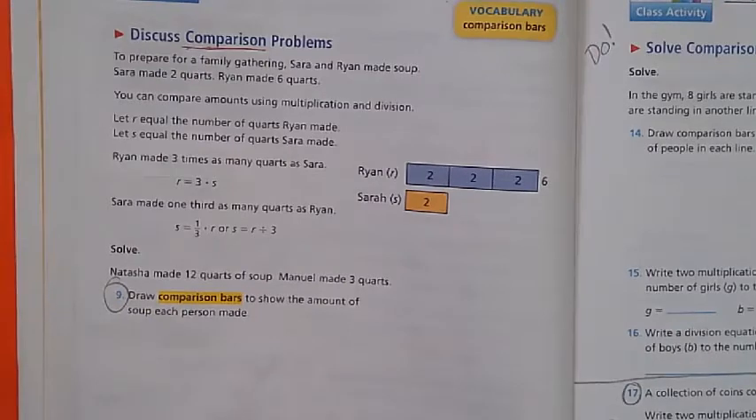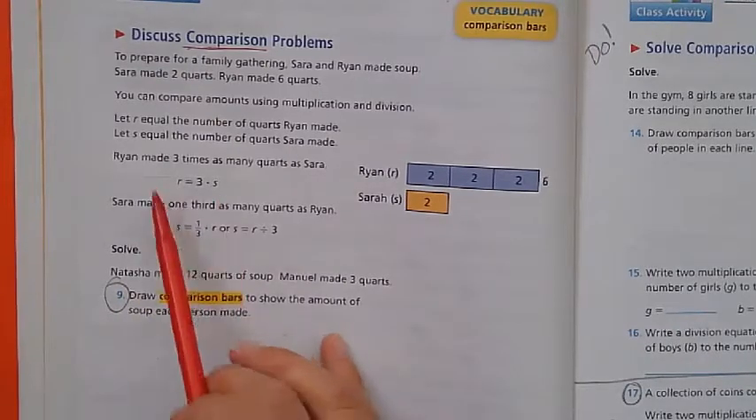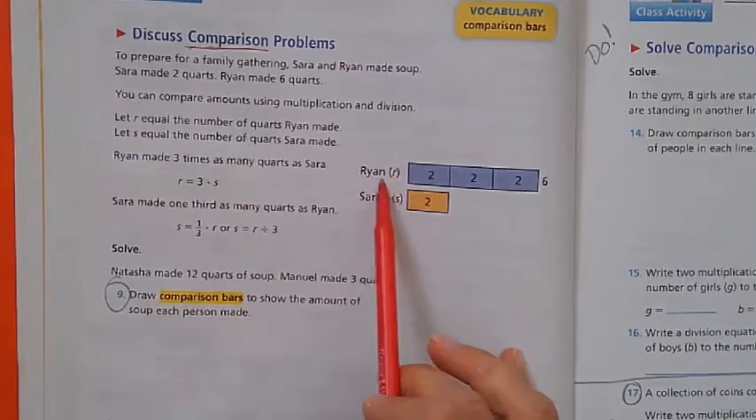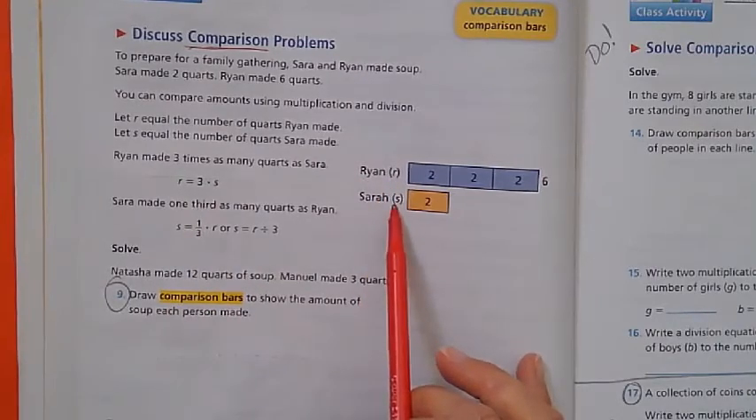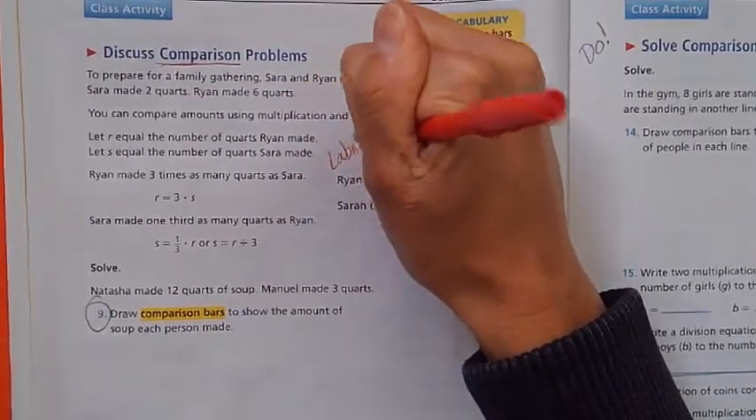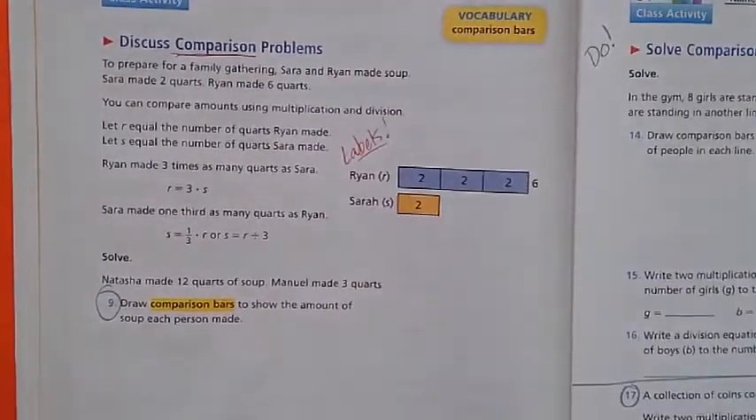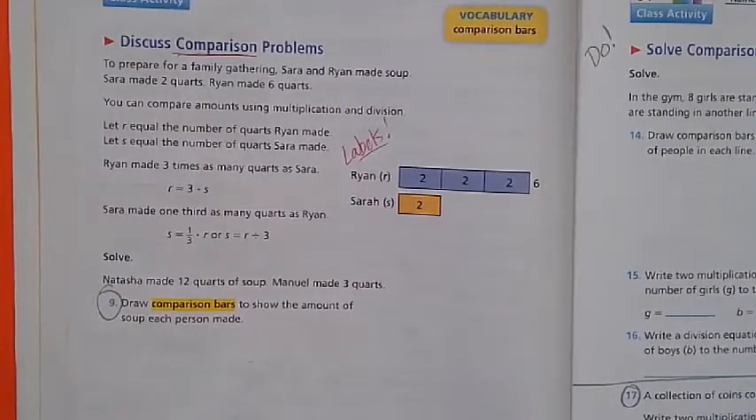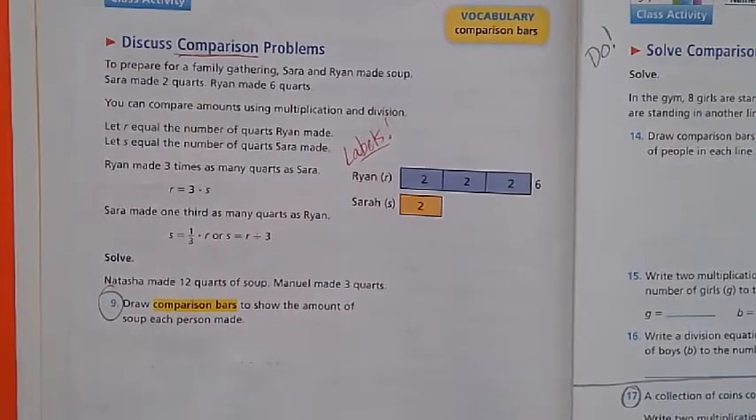We are now on page 68. The second part of our lesson is talking about comparison problems. So comparing two different things. I know because I've worked with Logan on first and second grade math that you guys have done comparison bars before. So here's a visual of what a comparison bar is.